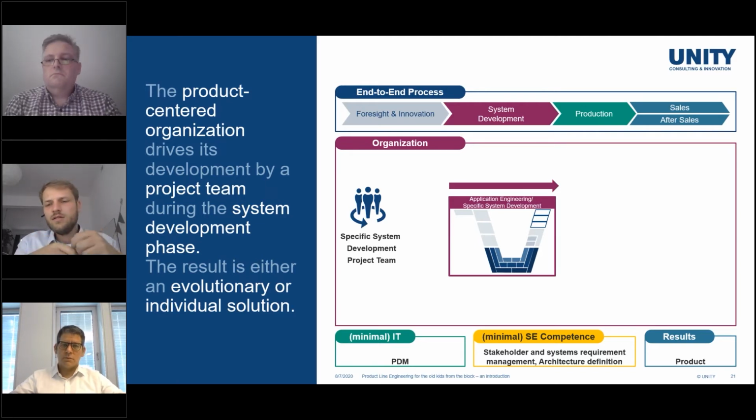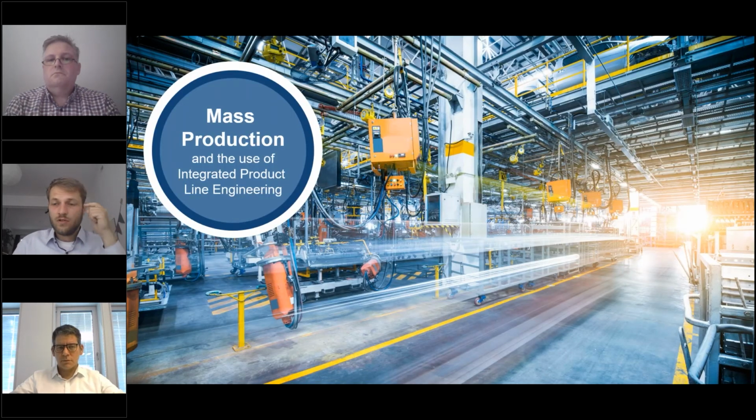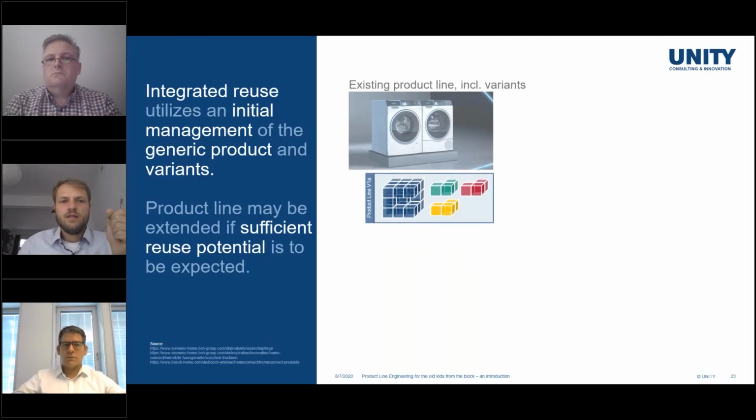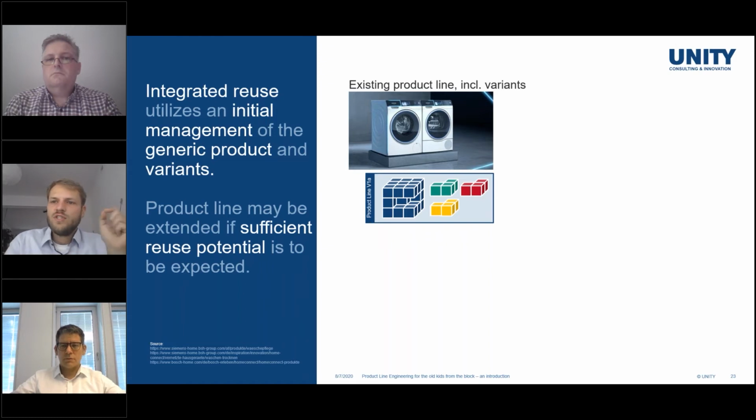But the result is always an individual product. And in the next stage, for mass production, this is a lot different, because you already use integrated product line engineering, and the integrated reuse here utilizes your initial management of a generic product and variants that you came up with before in terms of a front-loading activity.